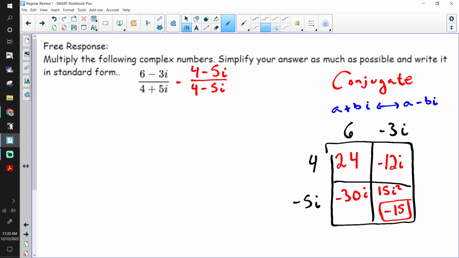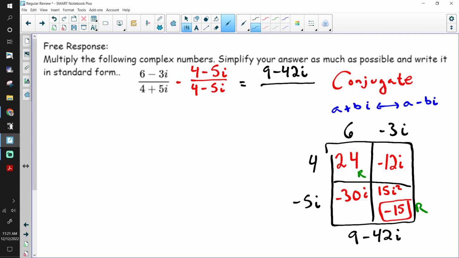So I'm going to add together my real terms. This is real. This is real. 24 and negative 15 is 9. Negative 30i and negative 12i give me negative 42i. This is going to be the numerator, my new top. 9 minus 42i. That all came from the box.